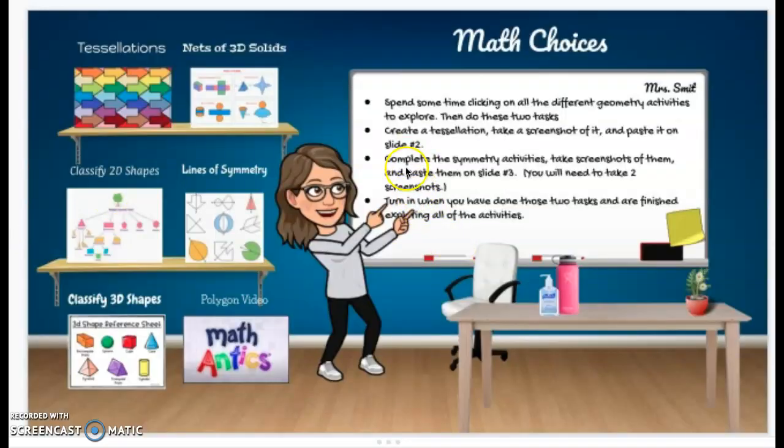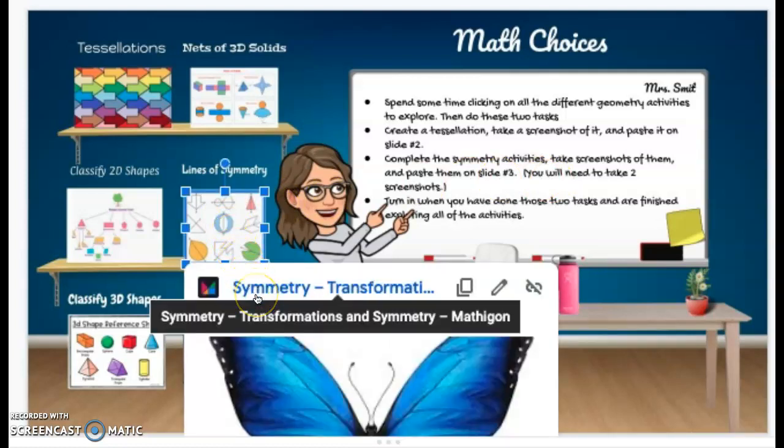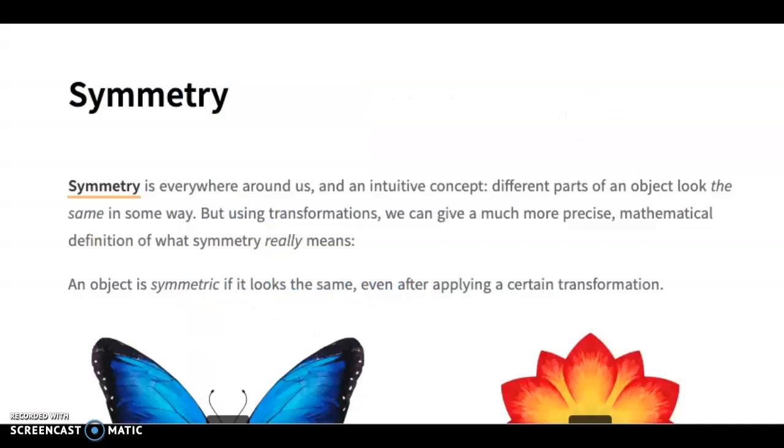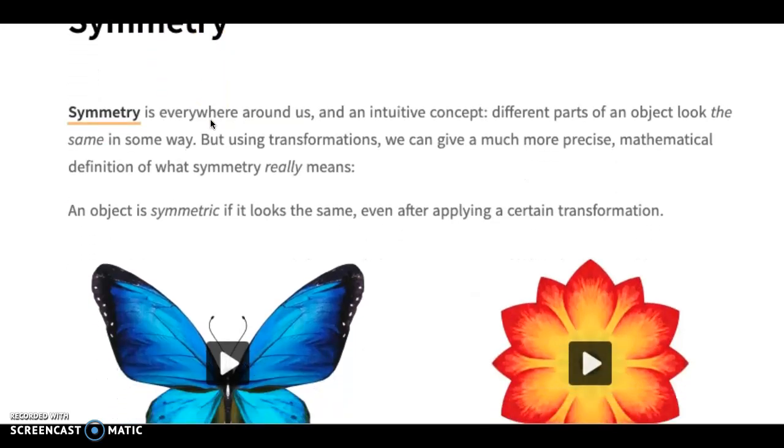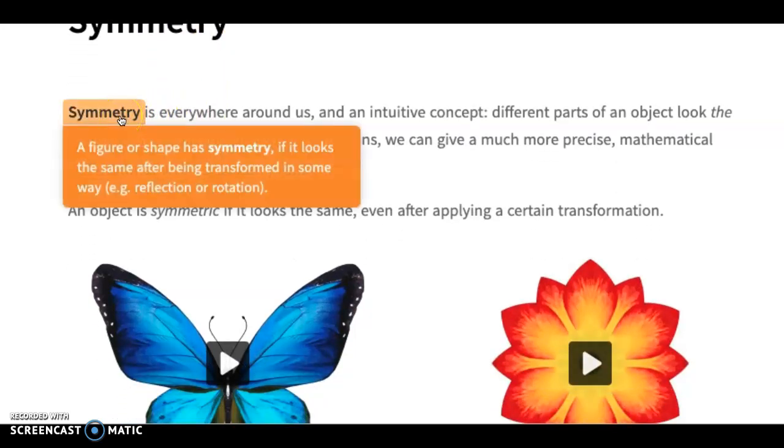The second says to complete the symmetry activities, take screenshots of them and paste them on slide number 3. It says I'm going to need to take 2 screenshots. Let's go over to lines of symmetry and see where that takes us when we click on it. The symmetry link takes us to Mathagon as well, to the symmetry page. Any word that is underlined will give you a definition. Symmetry is basically when 2 halves, or maybe even more, match when folded over. They are symmetrical like a mirror image.